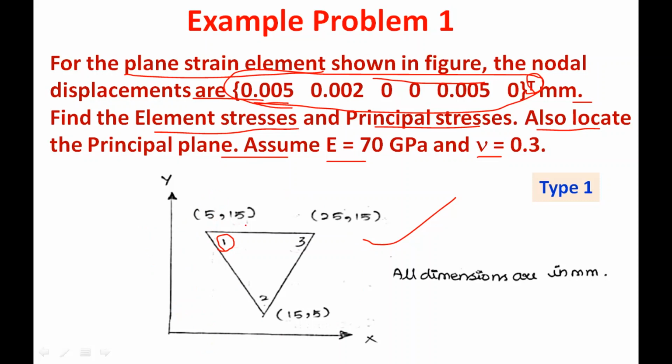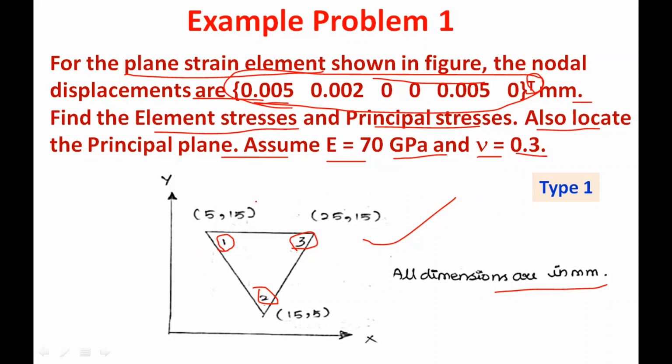Node 1 is 5, 15, node 2 is here 15, 5, this is node 3, 25, 15. All dimensions are in mm. So we have to use the units properly. So here we have gigapascal, Poisson ratio no unit.